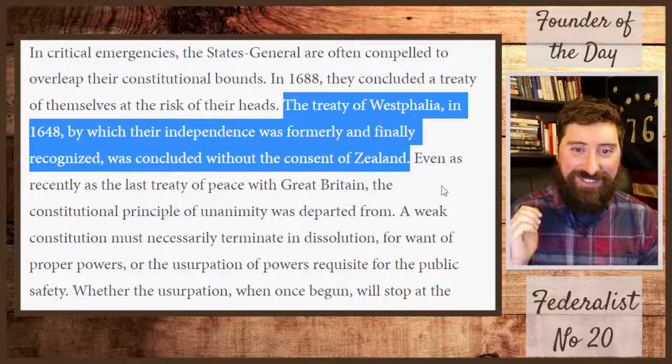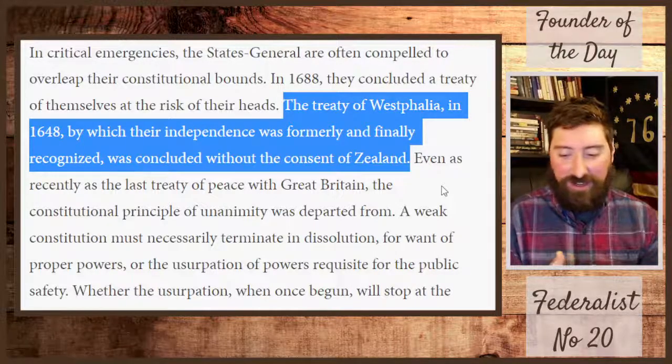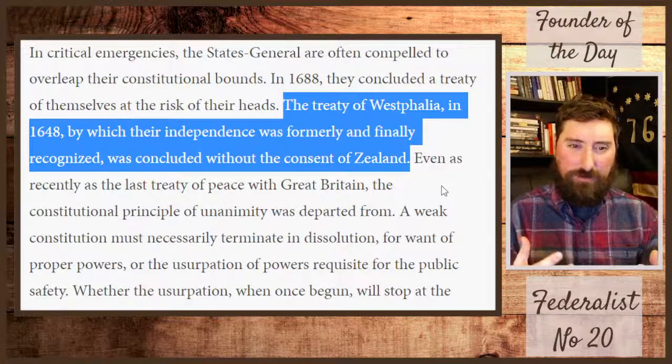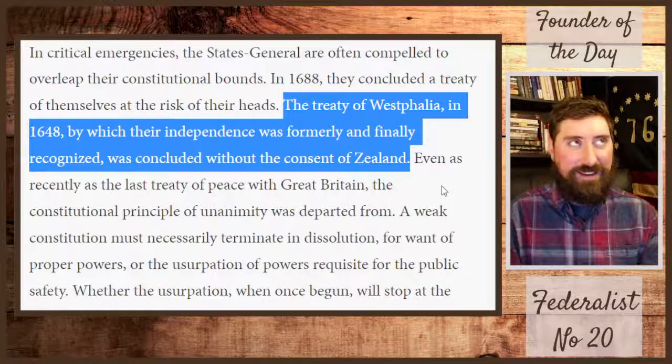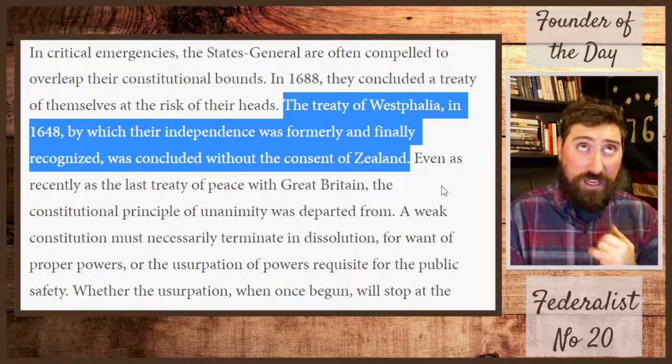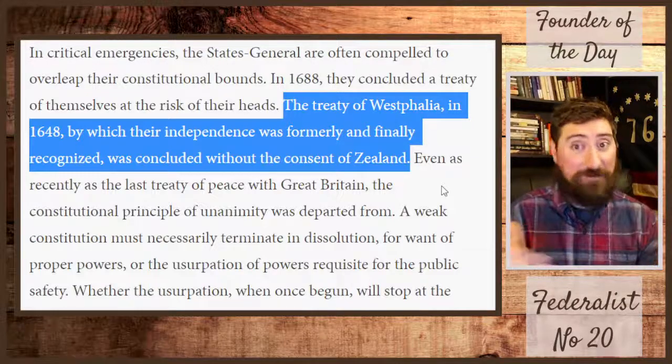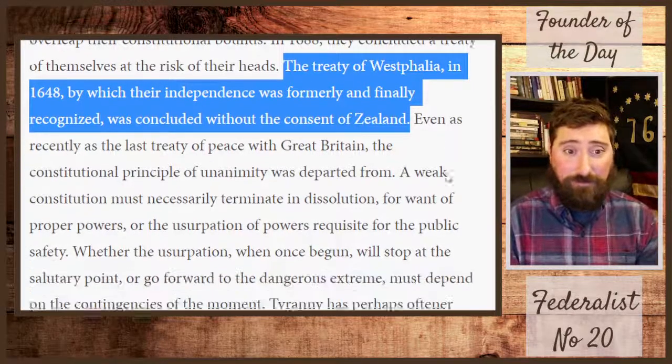I apologize. Treaty of Westphalia, 1648. I think we talked about this last week too. It was really two treaties that happened in 1648 that ended the Thirty Years' War and the Eighty Years' War, which were two separate wars kind of being fought throughout Europe at the same time.